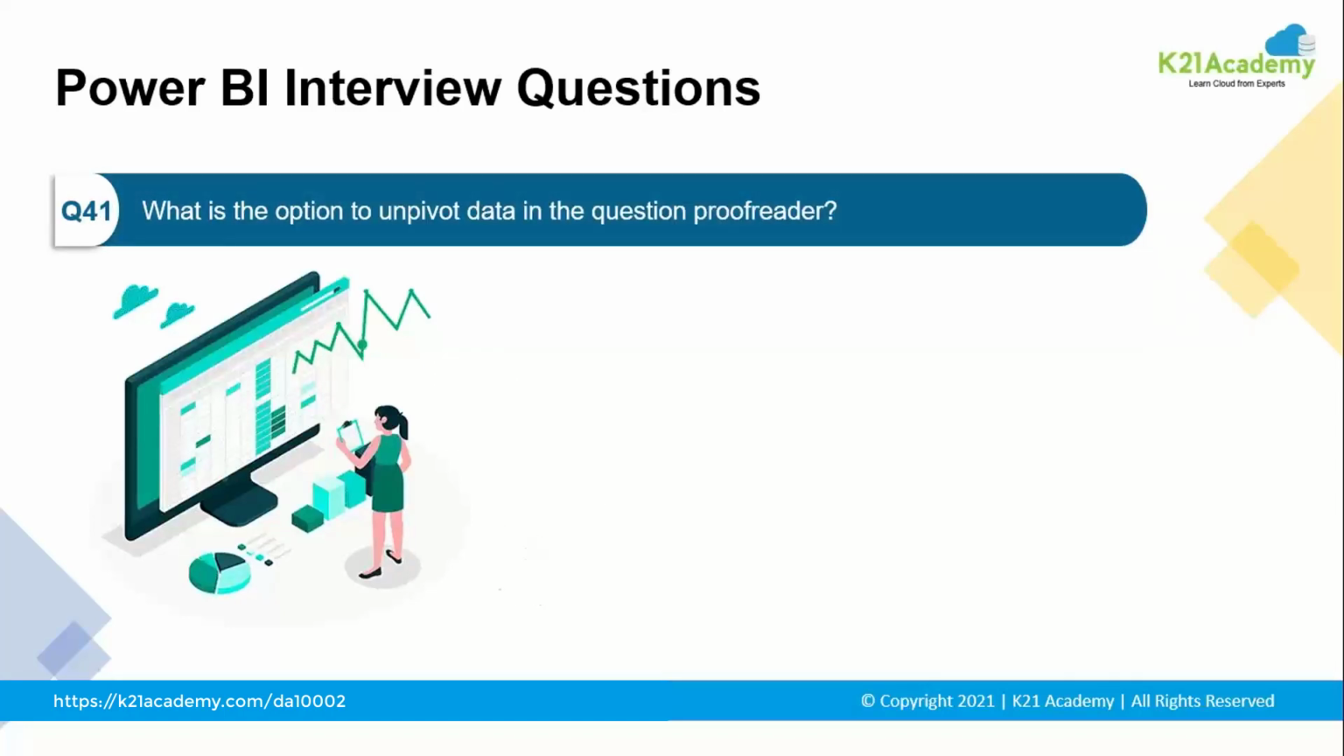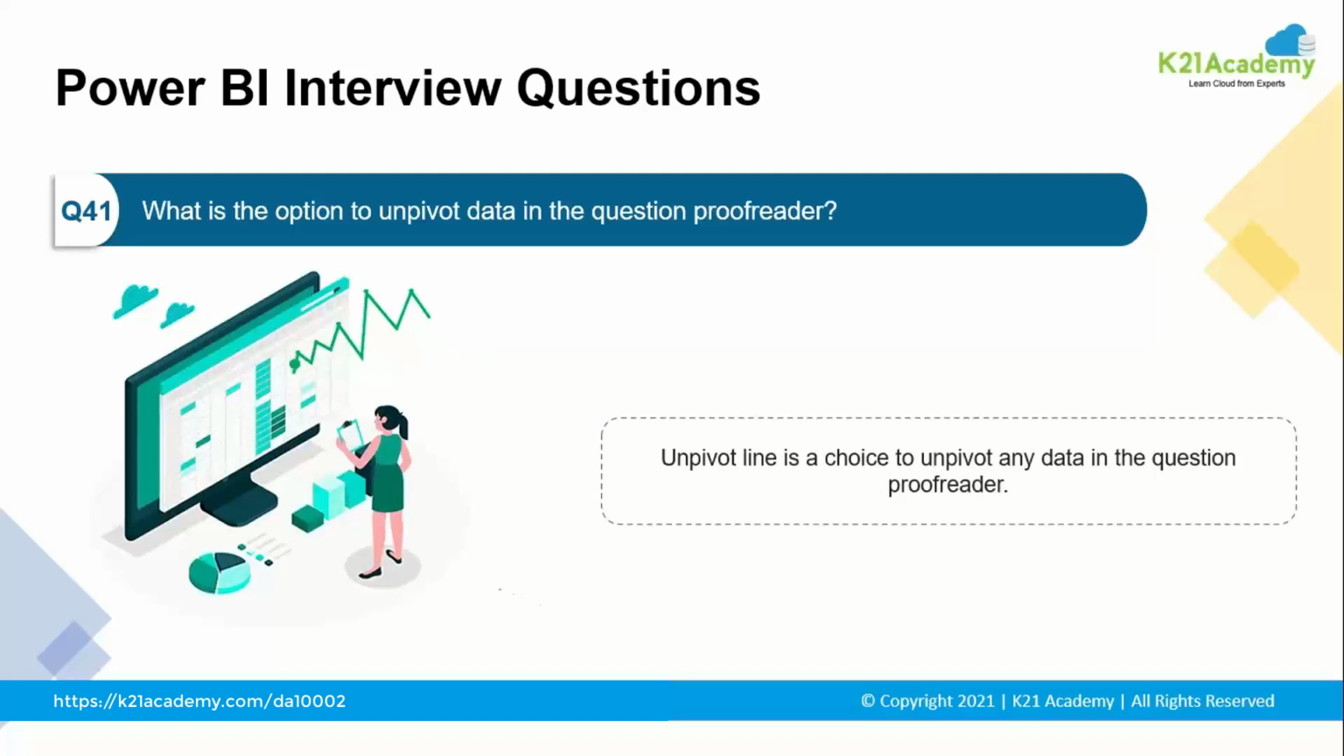Moving on next, what is the option to upvote data in a question proofreader? Okay, upvote line is a choice to upvote any data in a question proofreader. So we're basically going to use upvote line.